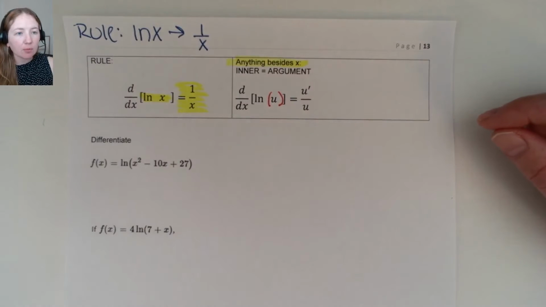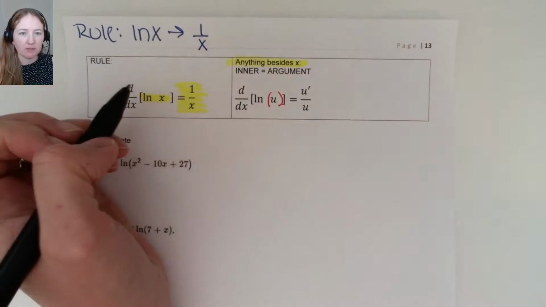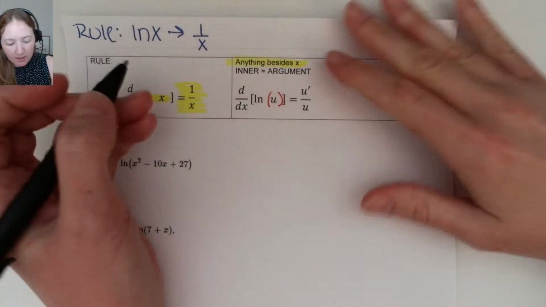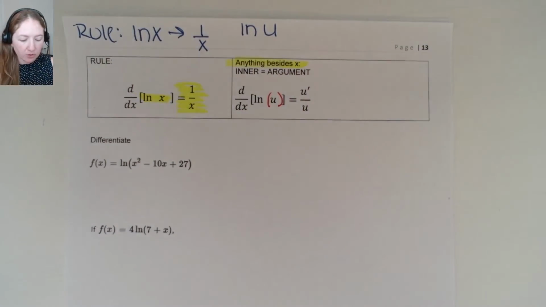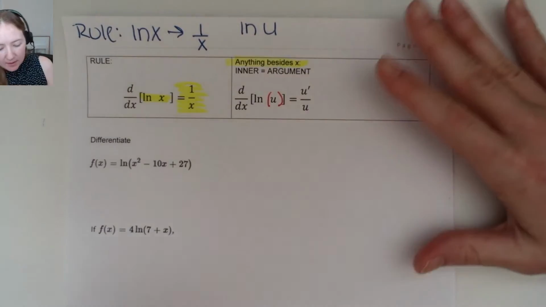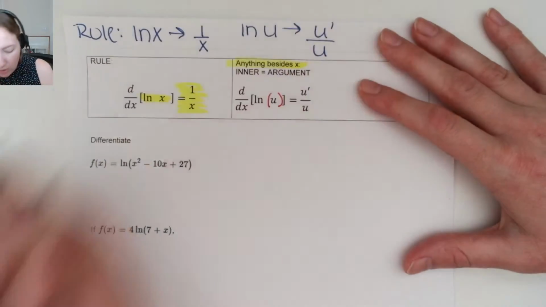Now, if you apply the chain rule to anything besides x, so if it's not just a single x or t or whatever variable you might be working with, then this becomes natural log of u, where again u is this inner argument. It could be anything. So again, it's not just x, it's anything. In that case, the derivative is going to be u prime over u.